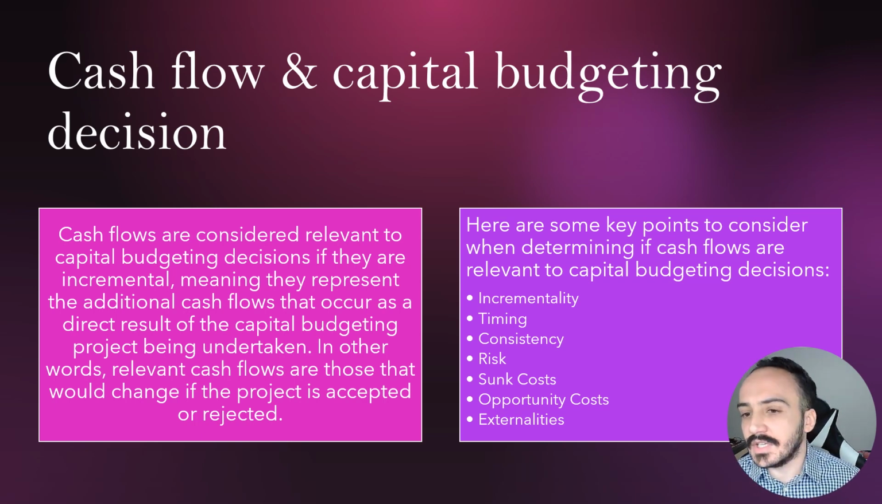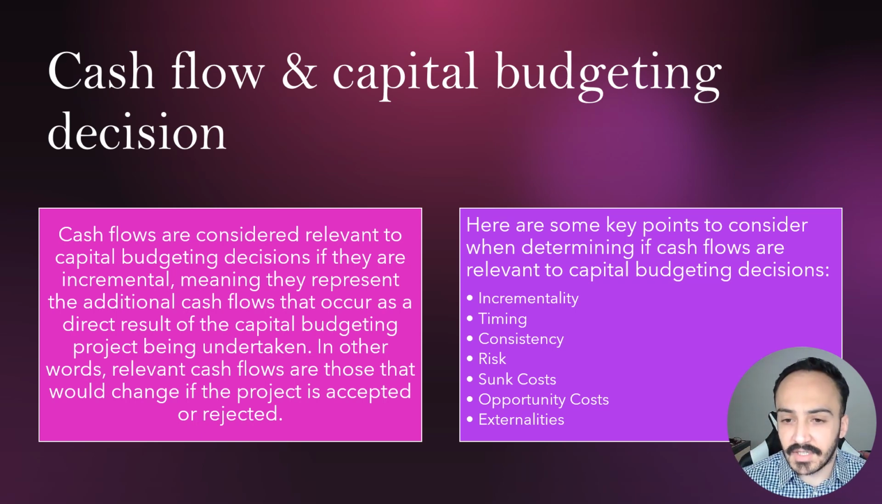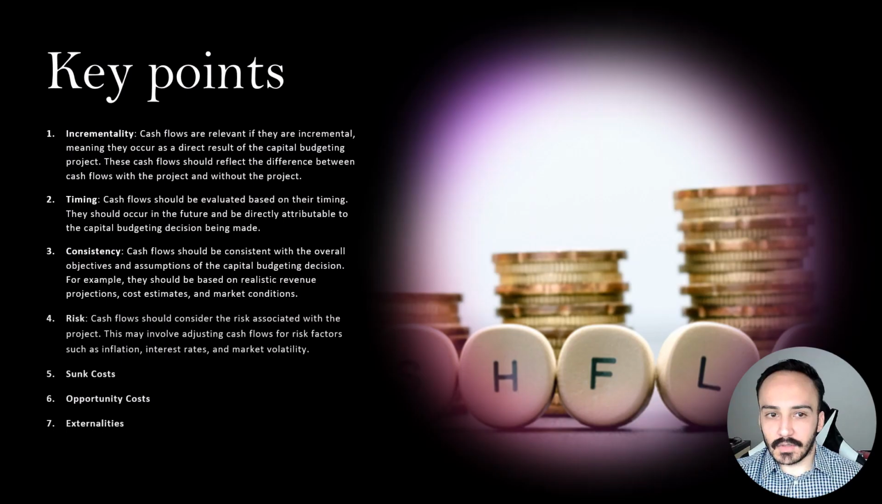Here are some key points to consider when determining if cash flows are relevant to capital budgeting decisions. Number one, incrementality. Number two, timing. Number three, consistency. Number four, risk. Number five, sunk cost. Number six, opportunity costs. And number seven, externalities.